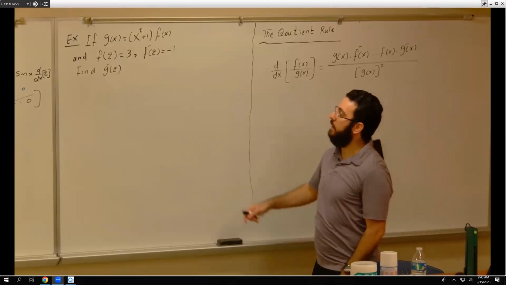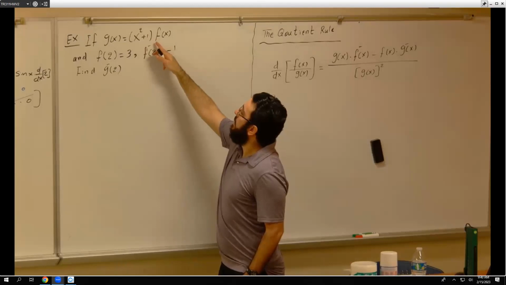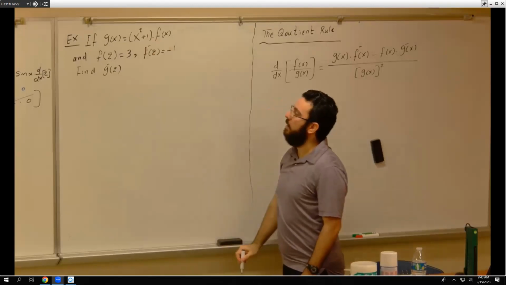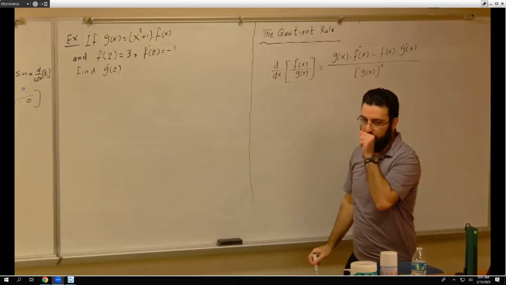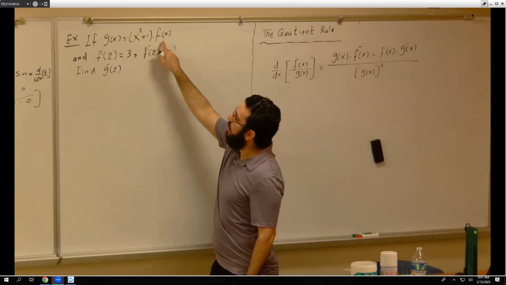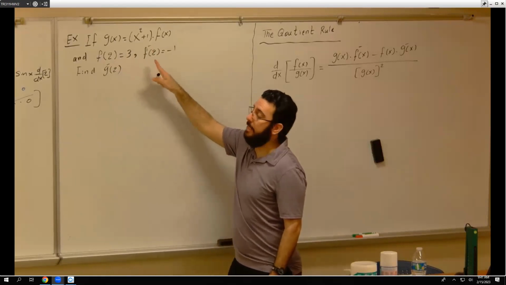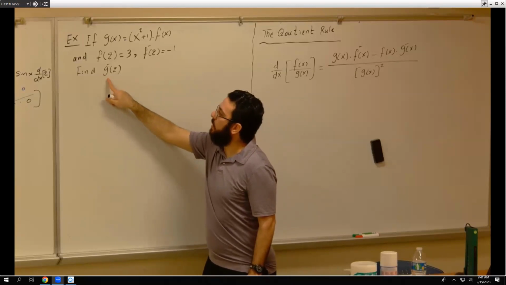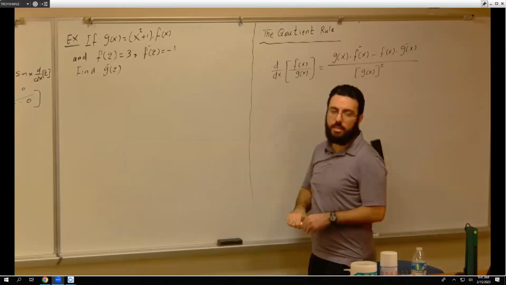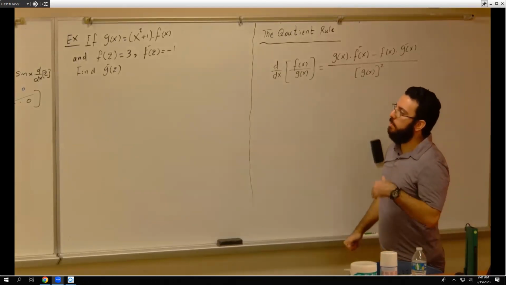In exam papers, these types of examples ask you: if g of x equals x squared plus 1 times f of x, they're not going to tell you times, they're just going to tell you x squared plus 1, and here's f of x. And f of 2 equals 3, and f prime of 2 equals negative 1. They ask you to find g prime of 2. That means find the derivative for the x first, then plug in 2 into g prime.